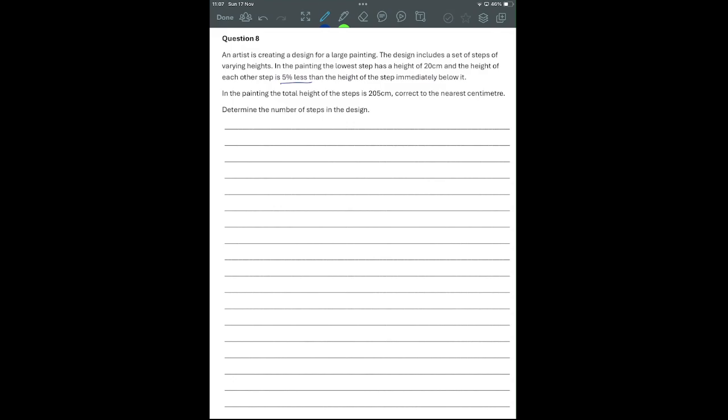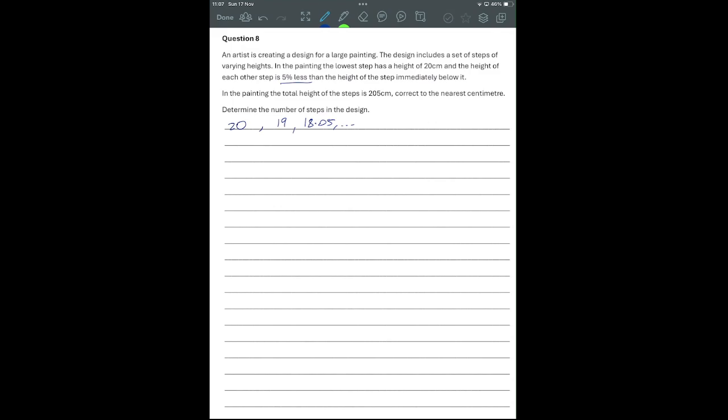So this is quite a difficult one to determine what topic it is. So let's do a bit of exploration first. The first had a height of 20. The next step is 5% less than that. Well, to find 5% less, we times by 0.95. So my next is 19. And I can times by 0.95 again, 18.05. And we can keep going.